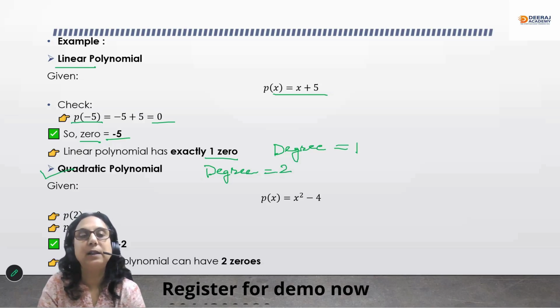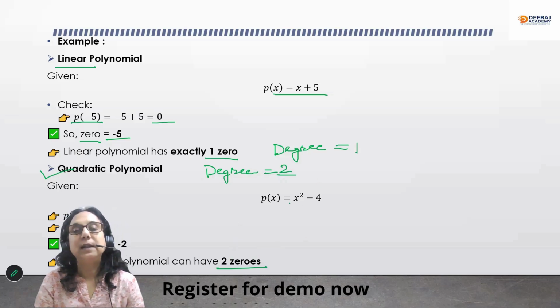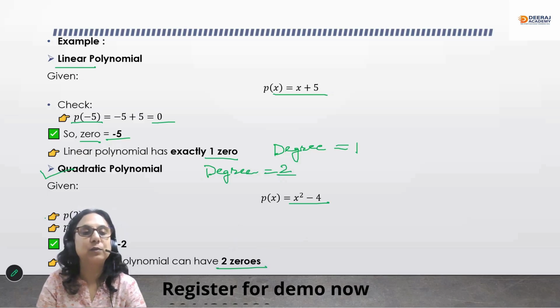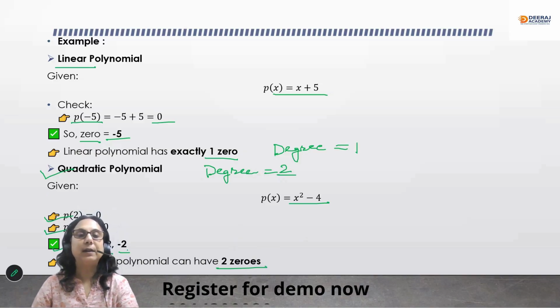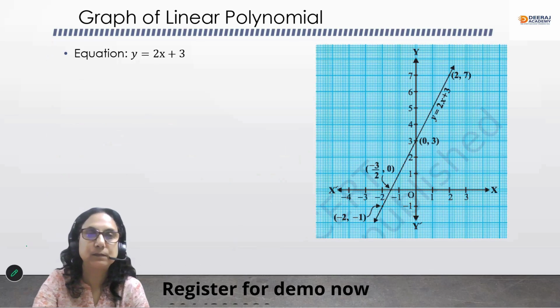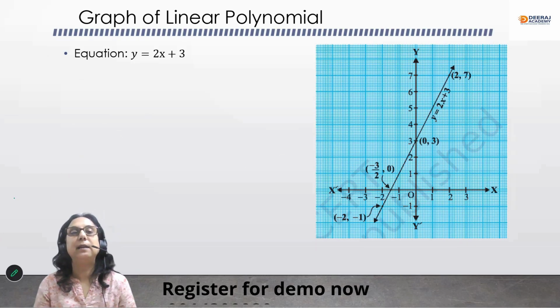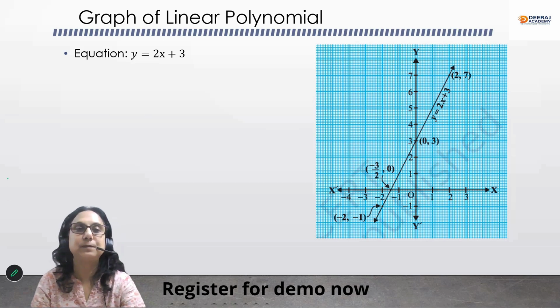So if it has degree 2, that means it can have a maximum of 2 zeros. So our equation is x² - 4. If we take p(2) equals 0 and p(-2) also equals 0, hence its zeros will be 2 and -2. As it is a quadratic polynomial, it can have a maximum of 2 zeros. Maybe it's possible that it can have 1 zero also, but maximum it can have 2 zeros.